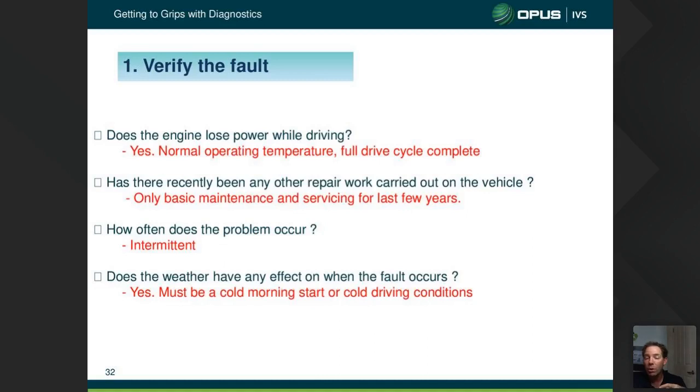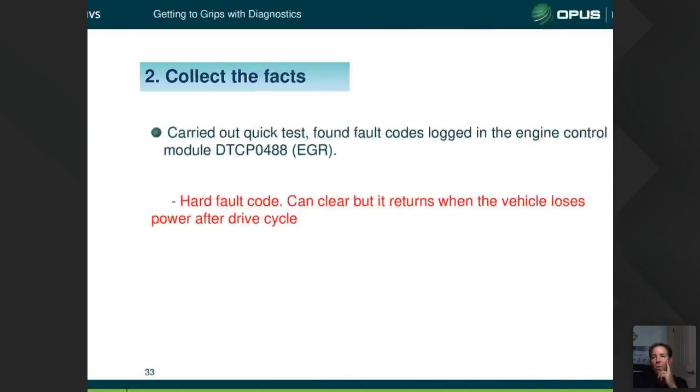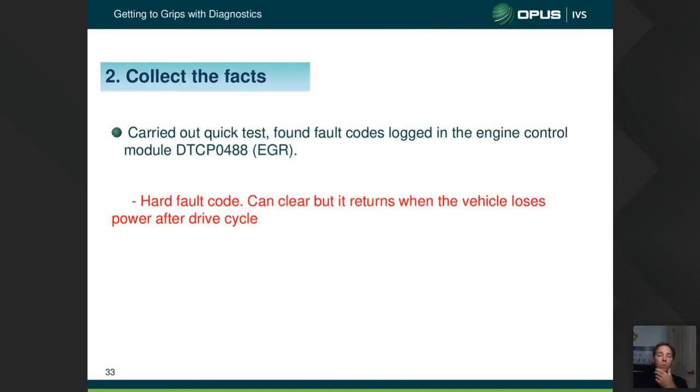How often does a problem occur? It's intermittent. We all love those ones. Does weather have any effect when the fault occurs? Yes, it must be a cold morning start or cold driving conditions. That's quite interesting. All right, so we verify the fault. We go for a drive, and it loses power on us.